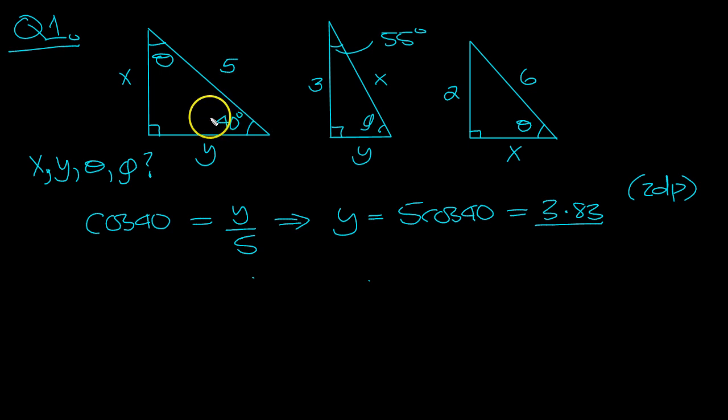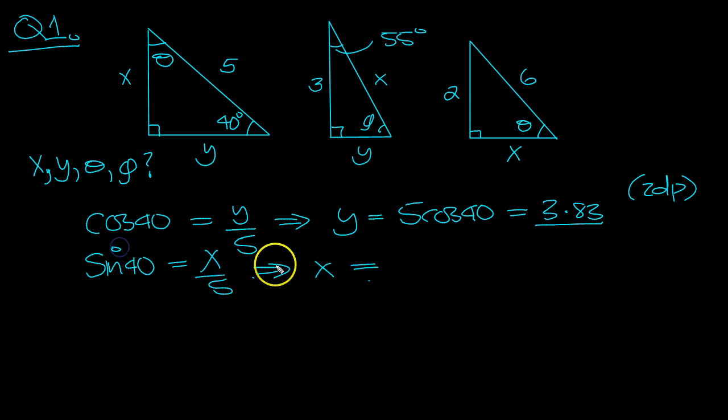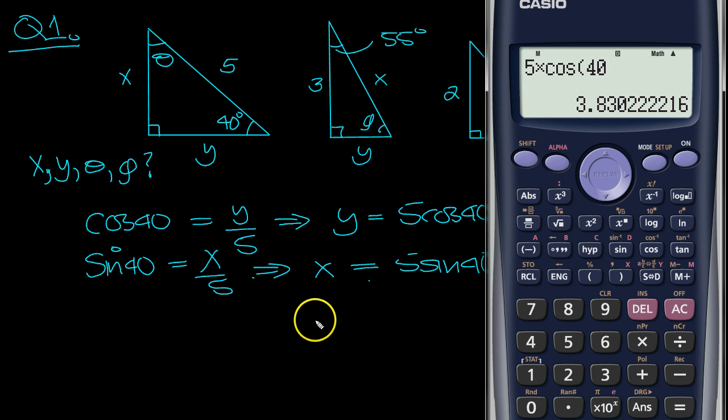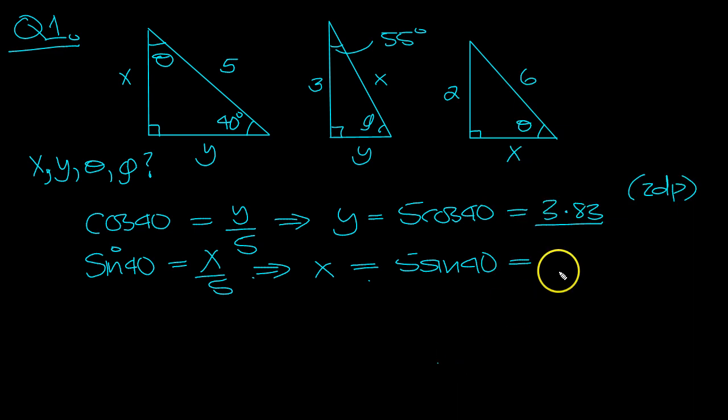Okay, sine is opposite over hypotenuse. The opposite is x over the hypotenuse 5. So that tells us what x is. Move the 5 from divide to times on the other side: 5 sine 40. Let's see what that is. So 5 times sine of 40. 3.21.